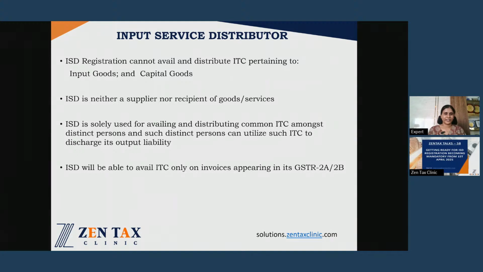The ISD will be able to avail ITC only if it is appearing in their GSTR 2A or 2B. They cannot avail ITC based on any physical invoices or something. The condition here is that these invoices should be reflected in the ISD's 2A or 2B.